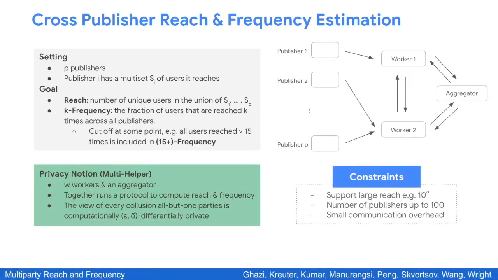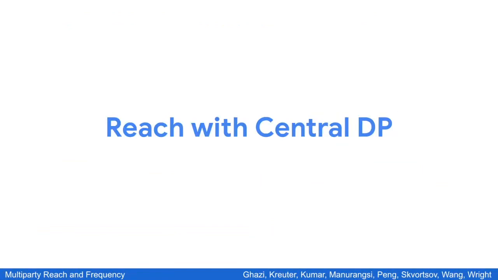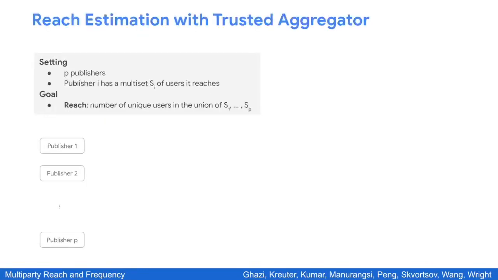Due to time constraints, I will mostly be focusing on the reach today and only touch upon frequency just a little bit. And even before we talk about the multi-helper model, let us start with the simpler and more popular central model of differential privacy. In the central model of differential privacy, there is a trusted aggregator. In this case, the publishers can send their data to the trusted aggregator, who then produces the estimated reach.